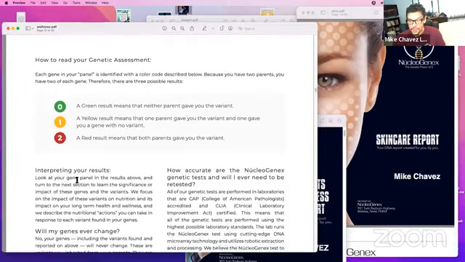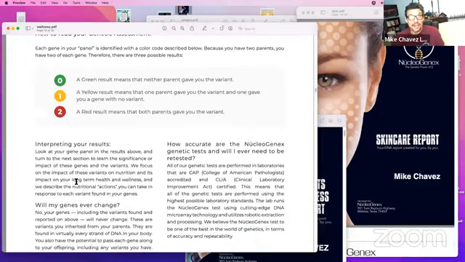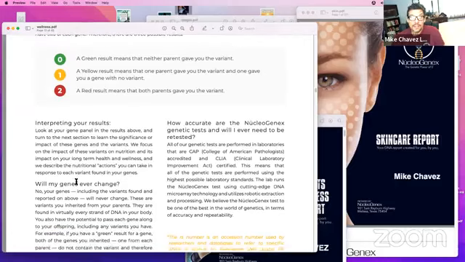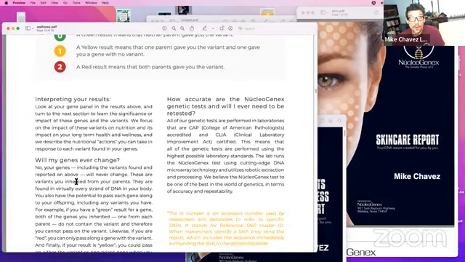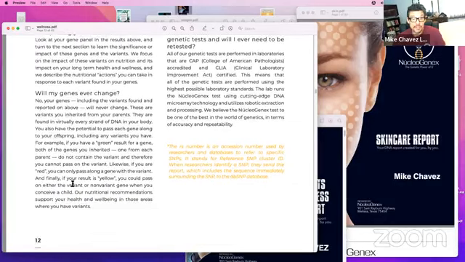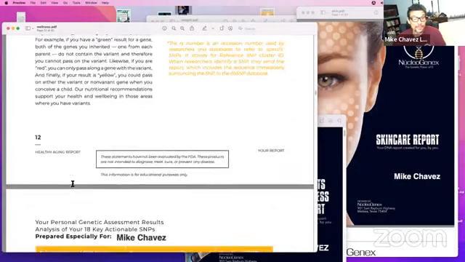Now, interpreting results may not be as hard as you might think, because as detailed as this report is, it talks about the different types of genes that they test for. It talks about what the genes do, and then the lifestyle recommendations are going to blow your mind. So let me scroll down to my actual report.